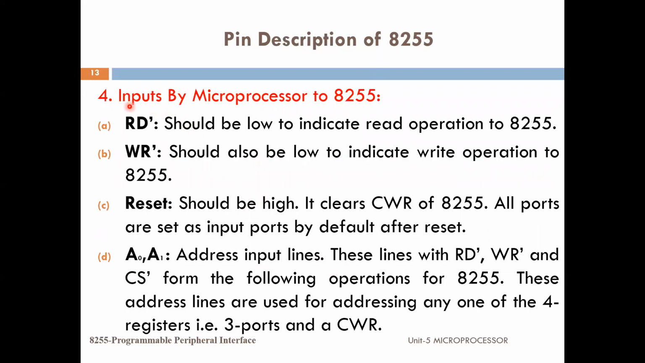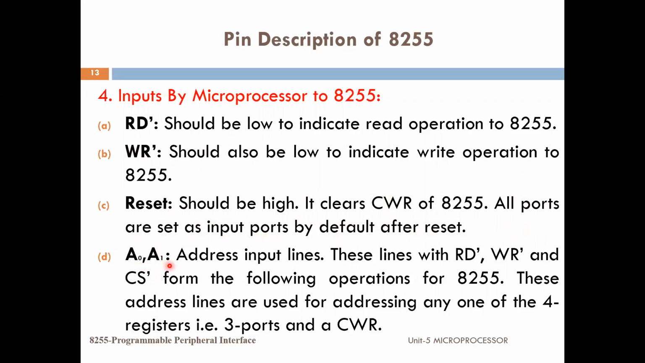Now let's discuss the inputs from the microprocessor to the 8255. As I have told you earlier, we have the active low signals, read and write, which should be low to perform the read operation and the write operation. We have the reset, which should be high, and reset basically clears the content of the control word register of the 8255, and after reset, all the ports A, B, C act as input ports by default.